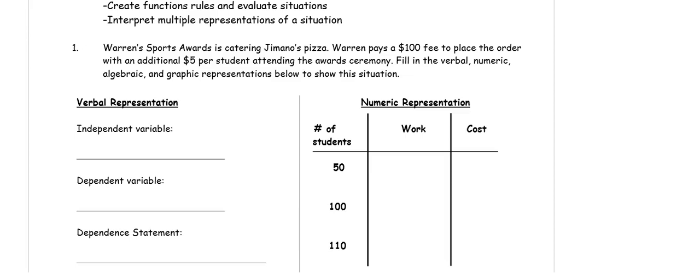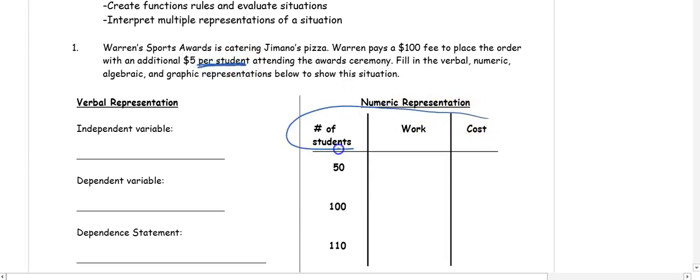So when we're looking at this situation, we're seeing that there are two things that are happening. They are paying for pizza to come, and it's happening per student. We can also look at the numeric representation in the table to help us figure out our independent and dependent variables. So remember, the independent variable is what we're putting into the situation or what happens first. So our independent variable would be the number of students. And our dependent variable is what happens depending on the independent, which would be our cost in this case.